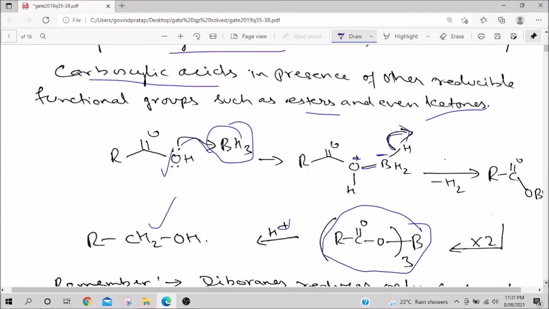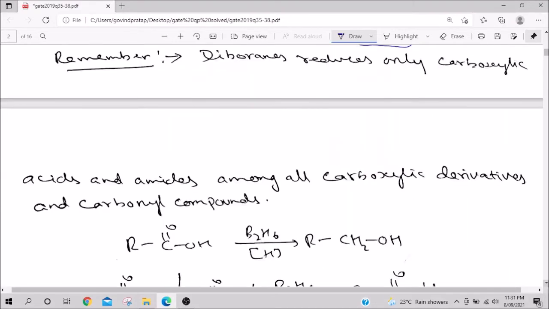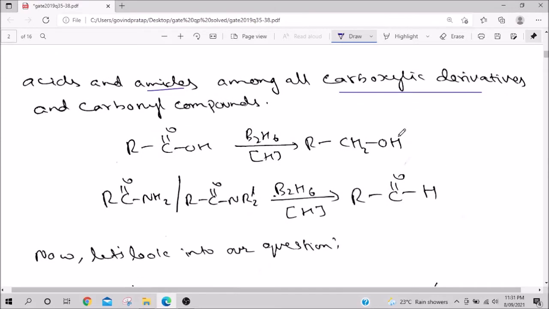So, remember this, among all the carboxylic acid derivatives it reduces only carboxylic acid and amides. So, acids go to alcohol, and amides, whether unsubstituted or substituted, break up here and form aldehyde. So, it gives you aldehyde. This you have to remember, there is no other way.